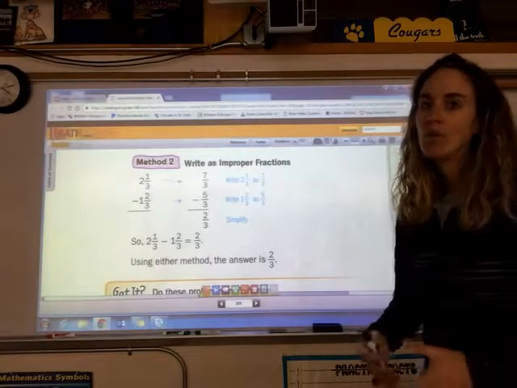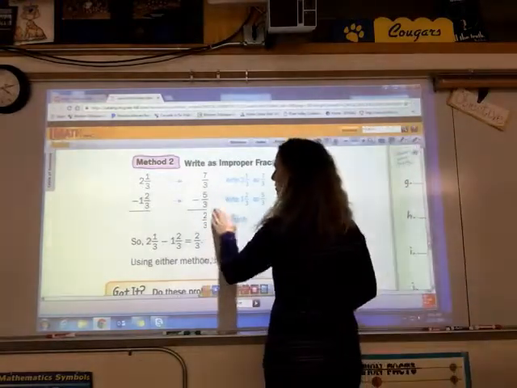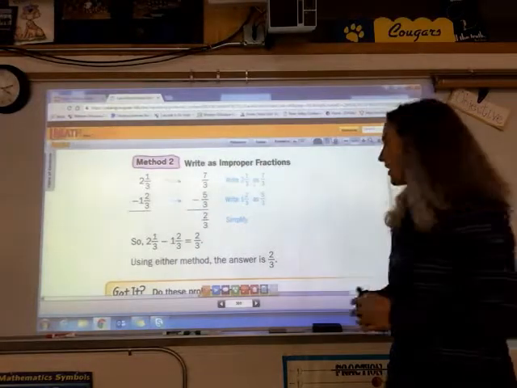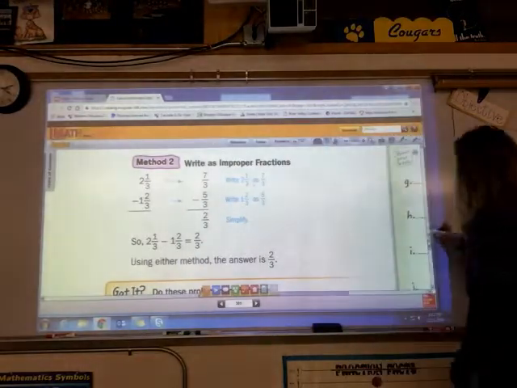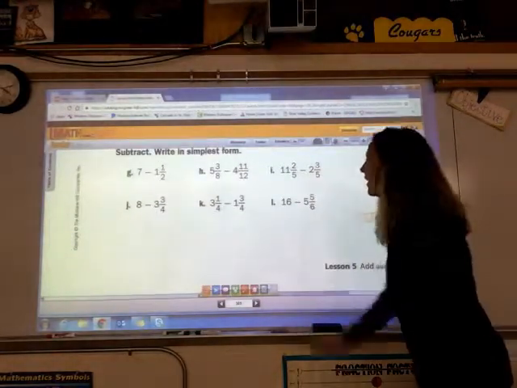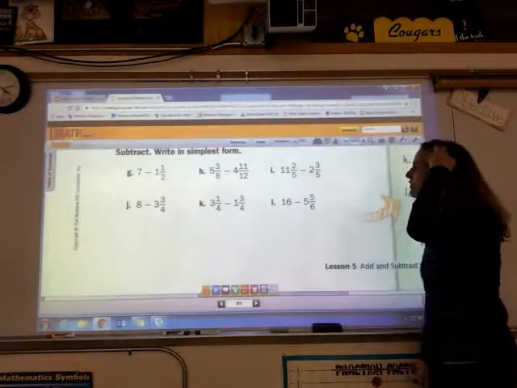The one thing you are going to want to remember is if this would turn out to be an improper fraction, please make sure that you do change that back to a mixed number. In terms of methods, though, you can use whatever's easiest for you. Just looking at a couple of these here.